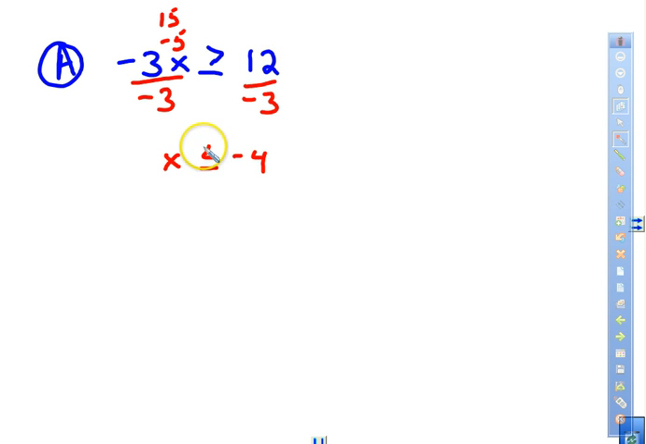If we would have had this as a greater than, then we'd have to choose a number larger than negative 4, which let's say 0, and 0 times negative 3 is 0. 0 is not greater than or equal to 12. It's less than. So you can see why you have to change this sign.